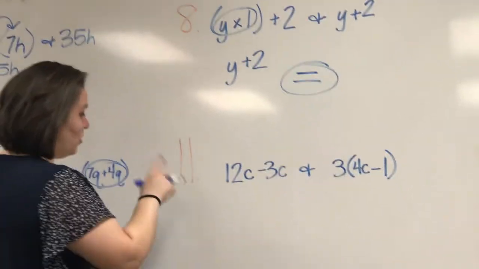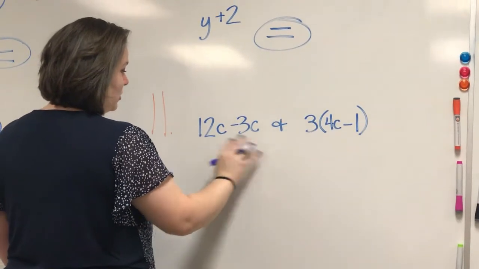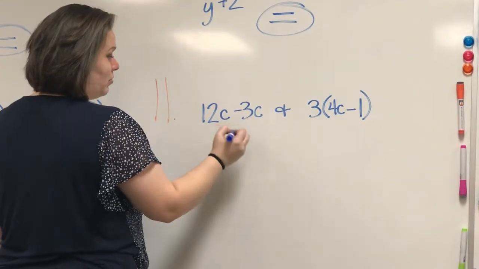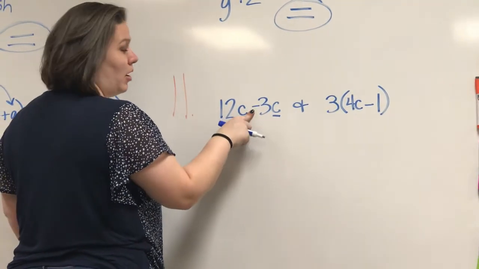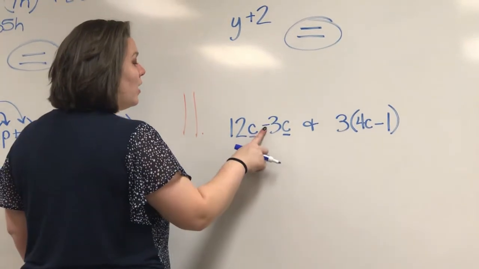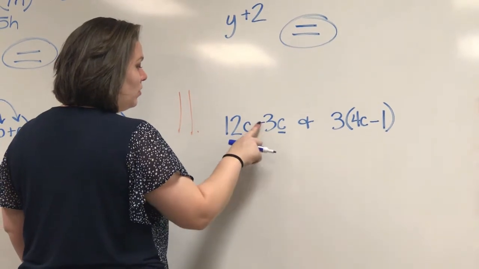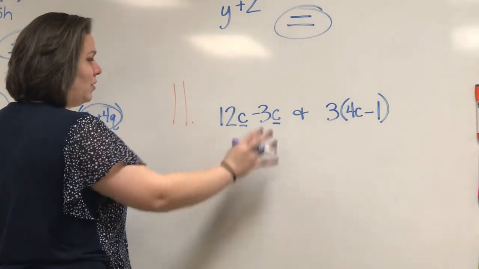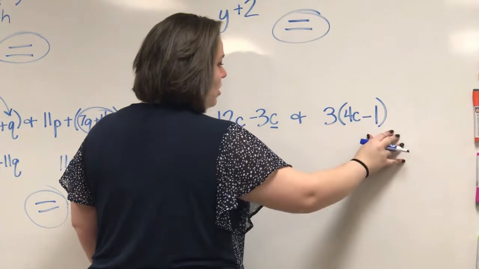All right, number 11 in your book. We're comparing this expression to this expression. And these are like terms. This one has a C, this one has a C, and it's only subtraction. Remember, I can combine like terms when they are connected by adding or subtracting. So 12 minus 3 would be 9c. Okay, so does 9c equal this?